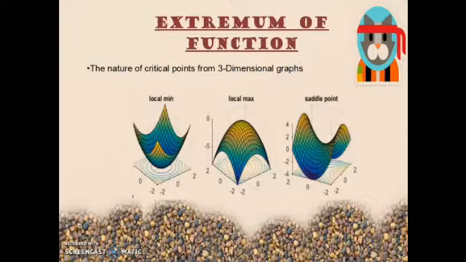Extremum of function. It is about the nature of critical points from three-dimensional or 3D graphs. This is the example that we can see. The first one is a local minimum, the second is a local maximum, and the last one is a saddle point.